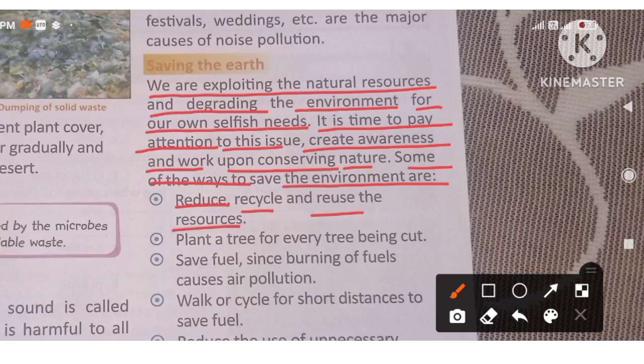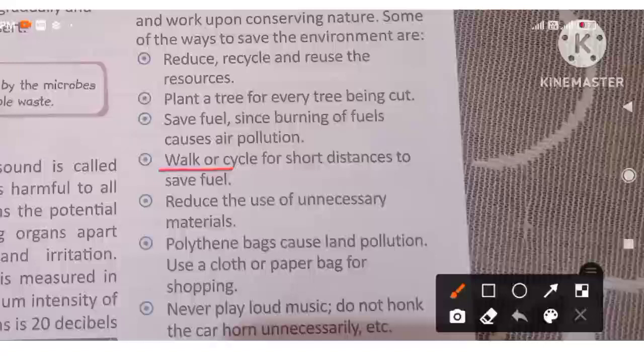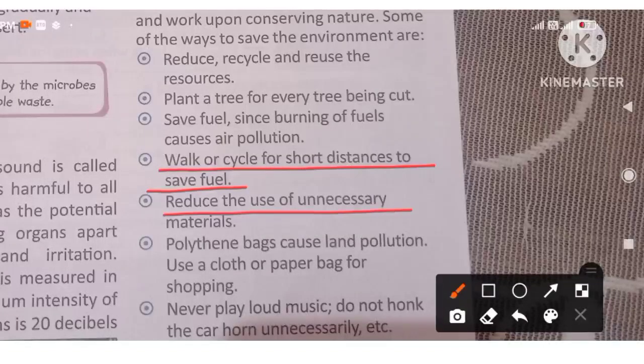There are 3R. What is 3R? Reduce, recycle and reuse the resources. Next point: plant a tree for every tree being cut. Next, save fuel since burning of fuels causes air pollution. Next, walk or cycle for short distances to save fuel. Next, reduce the use of unnecessary material. Next point: polythene bags cause land pollution. Use a cloth or paper bag for shopping.